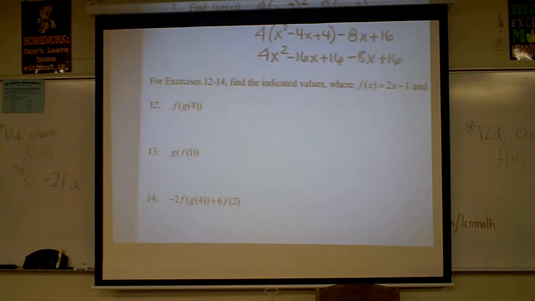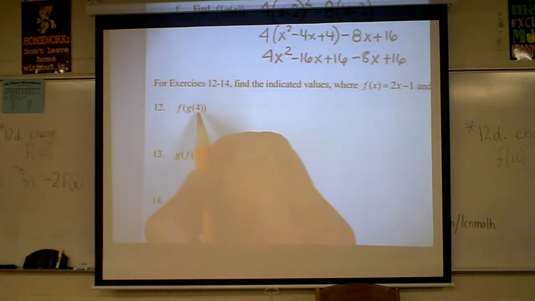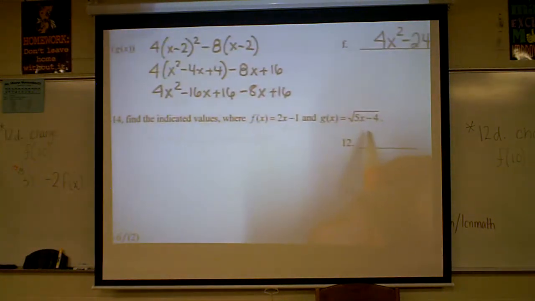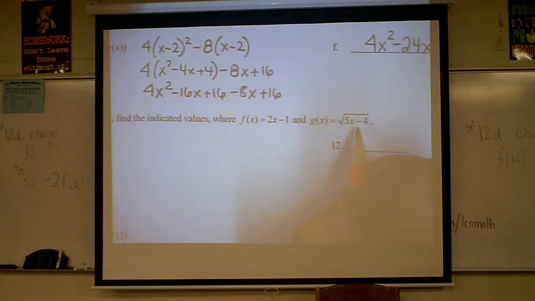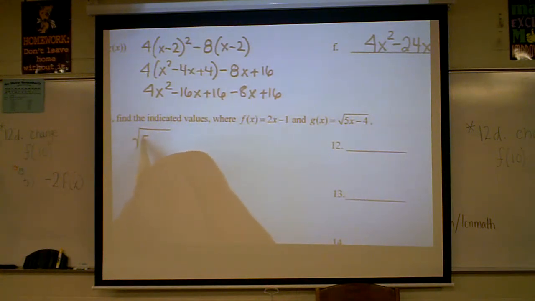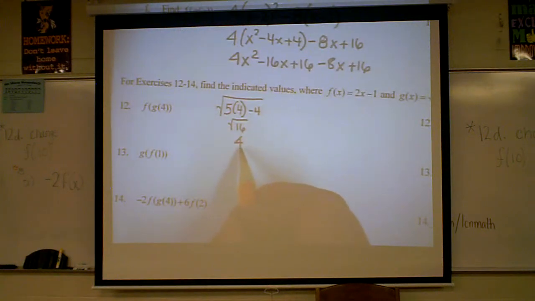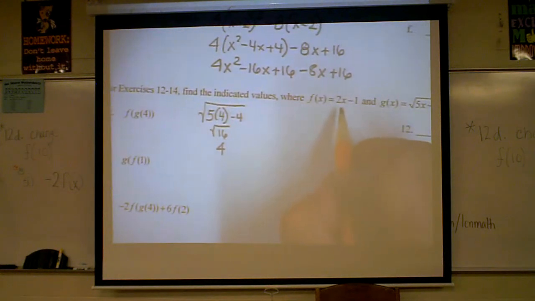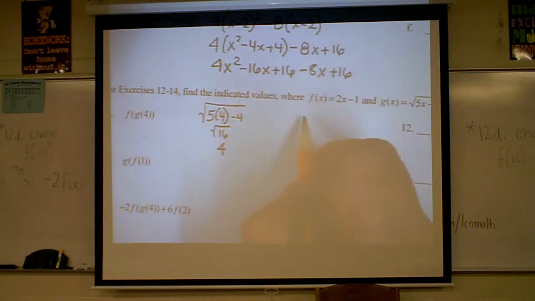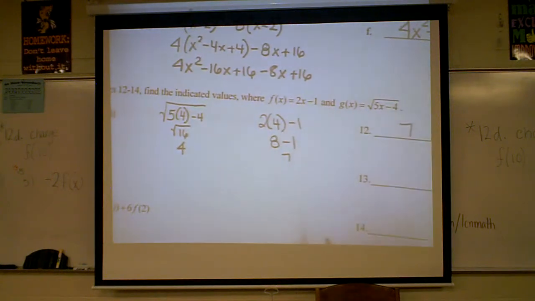For 12, you're going to take 4 and plug it into the g function. So 4 times 5 is 20. And 20 minus 4 is 16. Square root of 16 is 4. So then what you do is plug 4 into the f function. 4 times 2 is 8. Minus 1 is 7. So your final answer is 7.